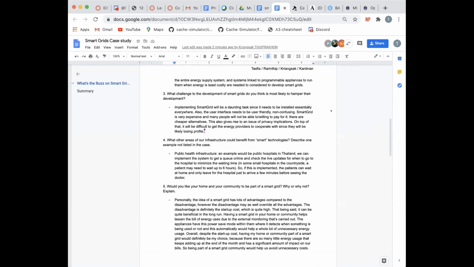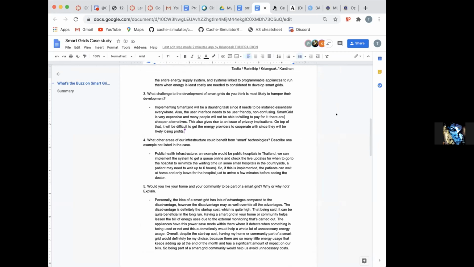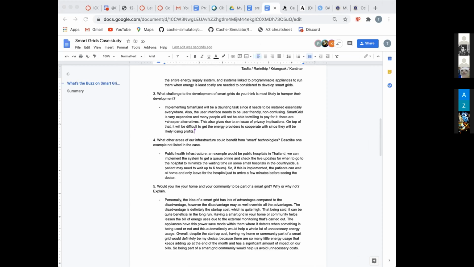Right. So question 3 is, what challenge to development of smart grids do you think is most likely to hamper the development? As stated in the document, implementing a smart grid sounds intimidating because you have to implement that everywhere, so it's going to take a lot of work to do that, if it's even implementable. And also the user interface is really hard because we have many age groups in the population, so it has to be user friendly to all age ranges.